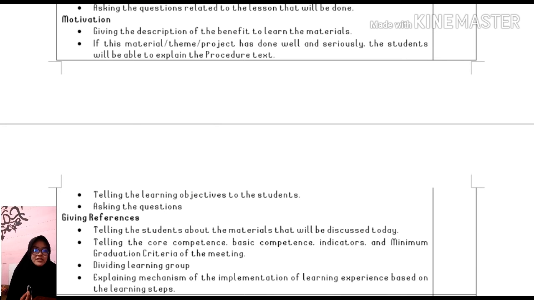Now, we move to the giving reference. Here, there are 4 points about the giving reference. The first is telling the students about the materials that will be discussed today. So, telling the core competence, basic competence, indicators, and minimum graduation criteria of the meeting. And then, dividing learning groups. And the last, explaining the mechanism of the implementation of learning experience based on the learning steps.